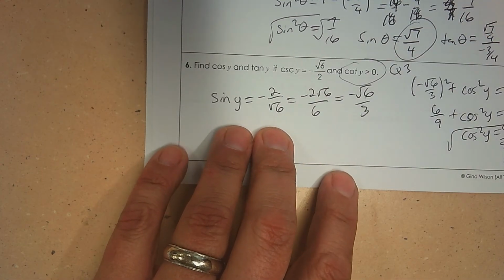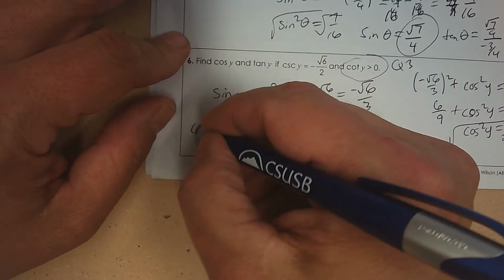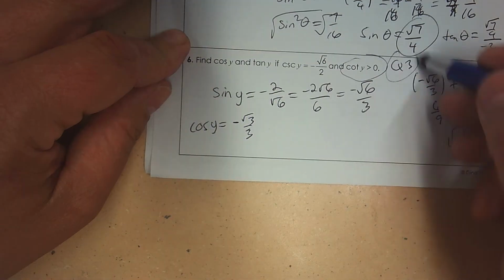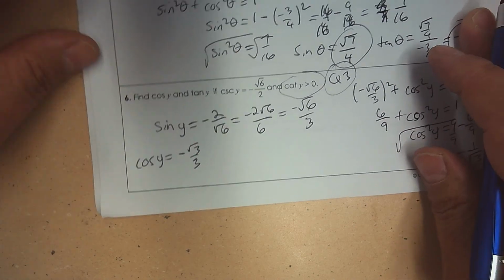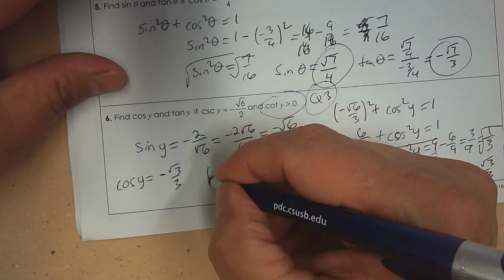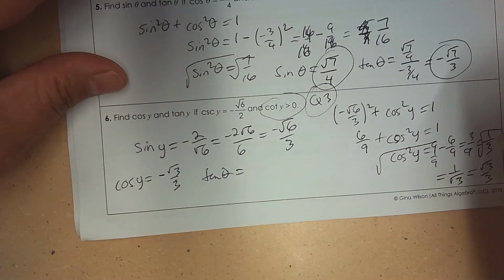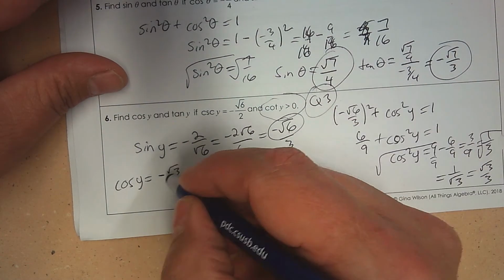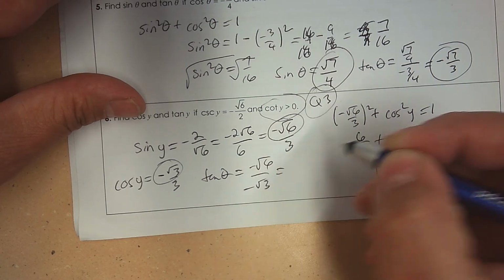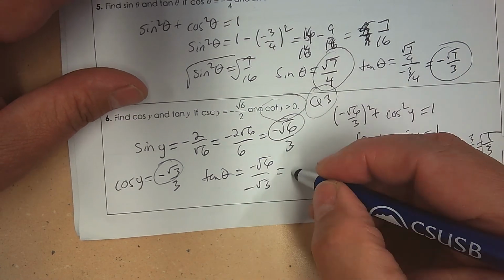So for cosine, we just figured out cosine is root 3 over 3. It must be negative root 3 over 3 because of the quadrant that we're in, because cosine's negative in that quadrant. Oh, and tangent. Tangent is found by dividing sine over cosine. So negative root 6 over negative root 3. A negative divided by a negative would be positive root 2.